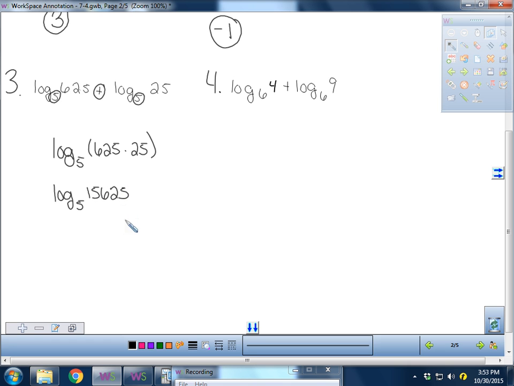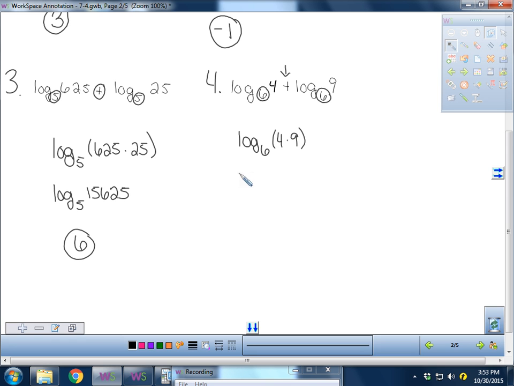I'm not going to pull the calculator up this time, but if you plug this one into your calculator, you should get 6. That means 5 to the 6th power would be 15,625. And number 4, log base 6. You are adding, so I will keep the log base 6, and I multiply the 4 and the 9.